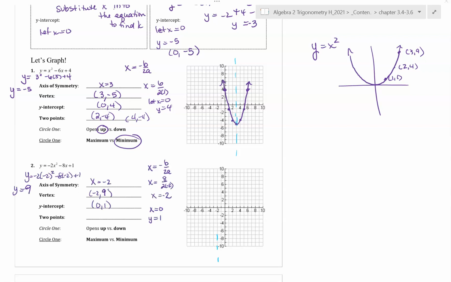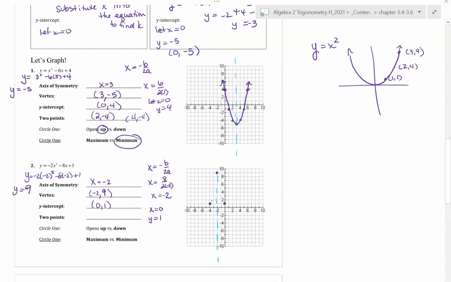Okay, so I did x is the opposite of b over 2a. So I know that my axis of symmetry is that x equals negative 2. My vertex would have an x-coordinate of negative 2. If you substitute negative 2 in for x into your equation, you get y equals 9. Here's my vertex at negative 2, 9. Let's see, the y-intercept was at 1. And again, you could also use a symmetric point, right? You could think of it this way.